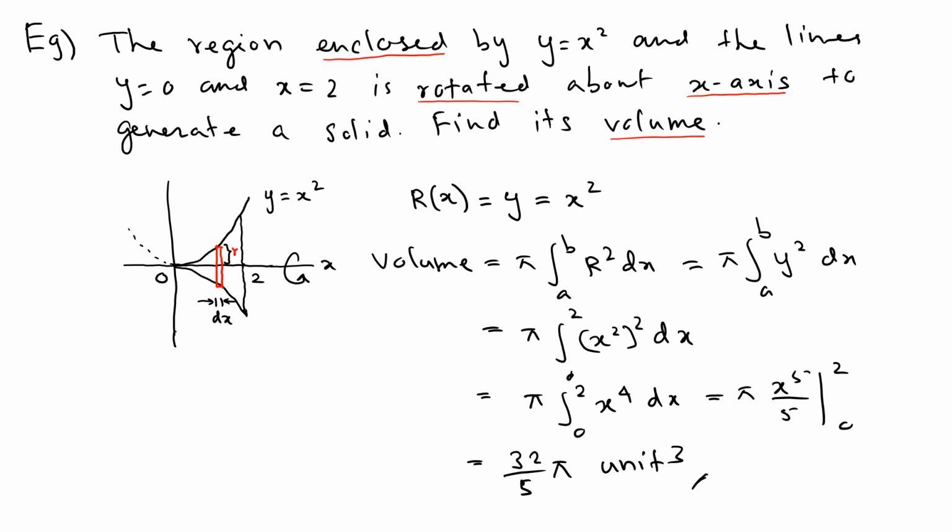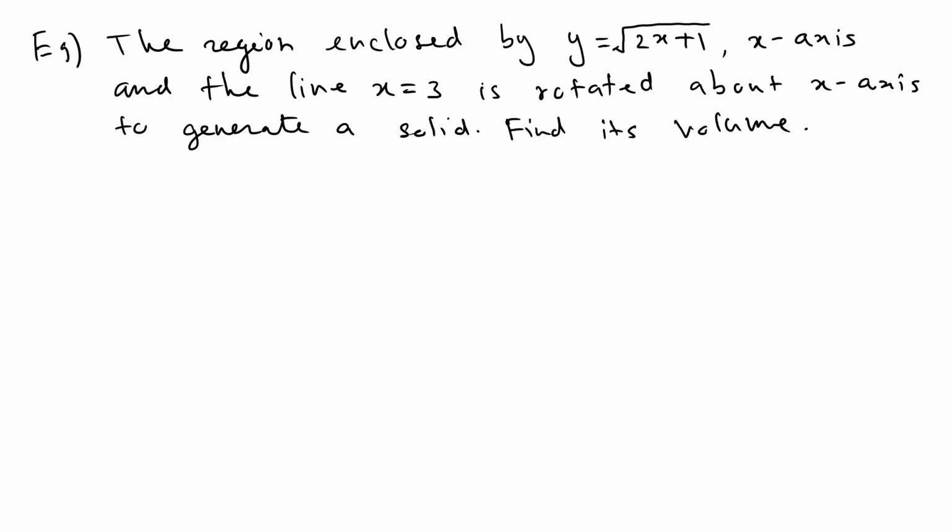So what you want to do is find the radius, but you can see that the radius is simply the y coordinate in this case. So let's do another example. The problem is: the region enclosed by y equals the square root of 2x plus 1, the x-axis, and the line x equals 3. So there are three things: this curve, the x-axis, and the line x equals 3. It is rotated about the x-axis. This is very important. Rotated about the x-axis to generate a solid, find its volume.